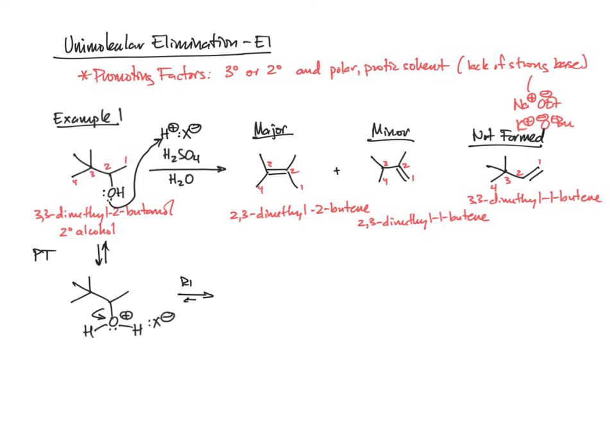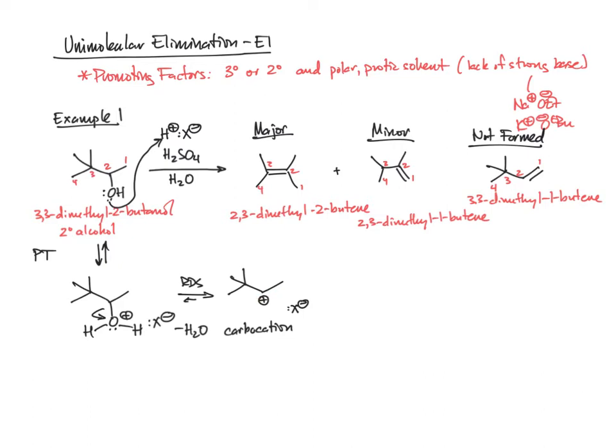So I'm going to say RDS, rate determining step, or the slow step, is the ionization event. And again, the reason that is slow is because you are forming a high energy species, a carbocation. So we're going uphill in terms of the energy diagram. Again, we lose water as part of the ionization event. As this bond cleaves, we lose water.